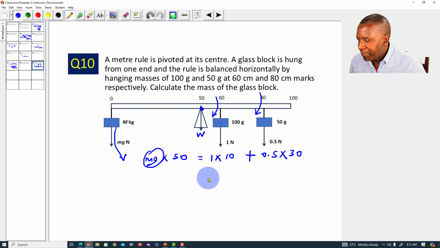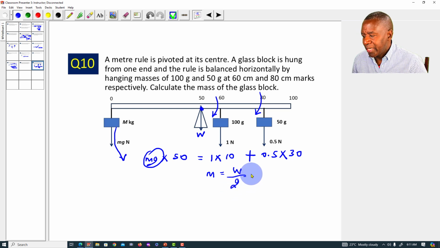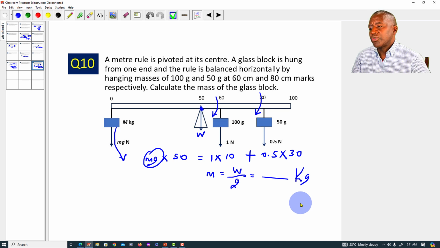In order to get the mass, you'll just need to divide the weight by the value of g, and you're going to get that mass in kilograms. M is in kilograms, and then it's up to you whether you want to convert those kilograms into grams or leave it as kilograms. And that is how you are supposed to answer these questions.